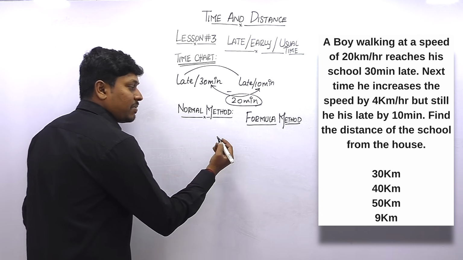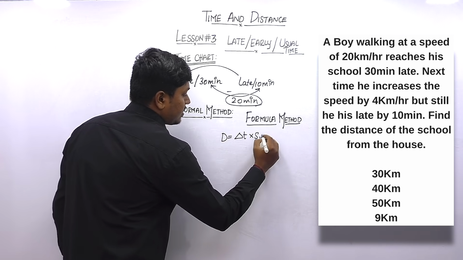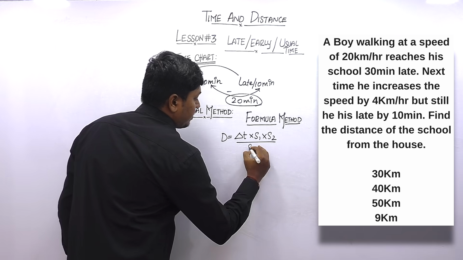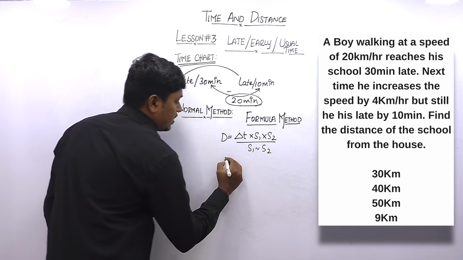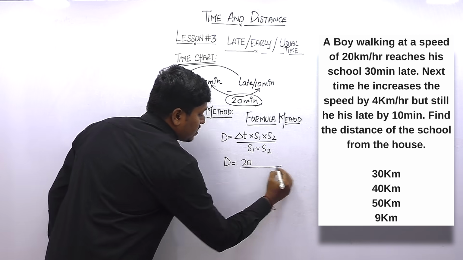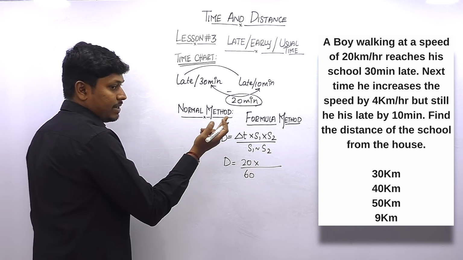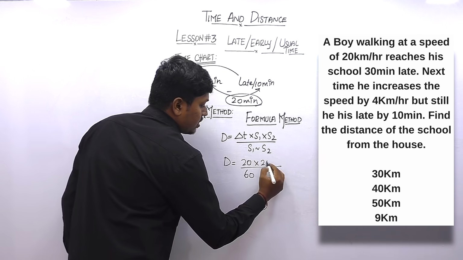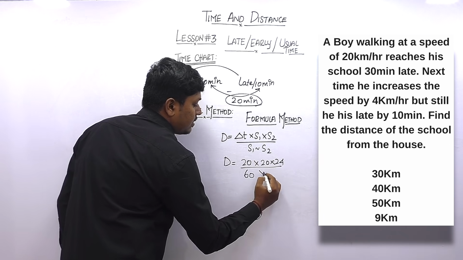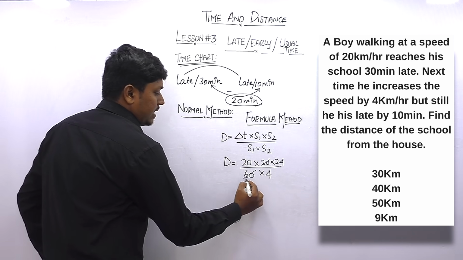Now we can solve this question by a formula method. So d is equal to del t into s1 into s2 divided by s1 minus s2. So d is equal to del t, and the time difference is 20 minutes, so 20 divided by 60, and s1 and s2, speed first is 20 and speed second is 24, so 20 and 24, and the difference is 4. So now you can cancel 20 times here, 3 times here.